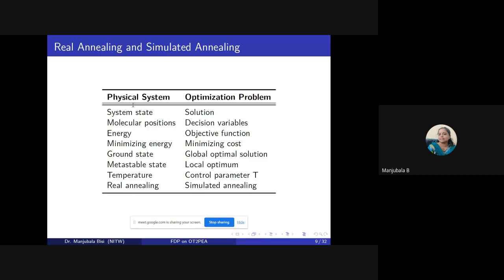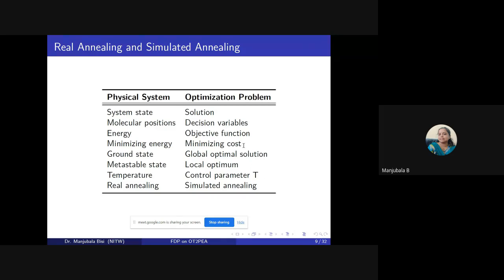Here in the first column, these are some of the properties of the physical system, and in the second column are the basic terminology of the optimization problem. The system state, the molecular structure of the metal, which changes with respect to temperature, we can call a solution. Molecular positions are your decision variables, the values of the variables we want to optimize. The energy level, which changes with temperature for the metal, is called the objective function. Our target is to minimize the energy, that is, minimizing the cost.